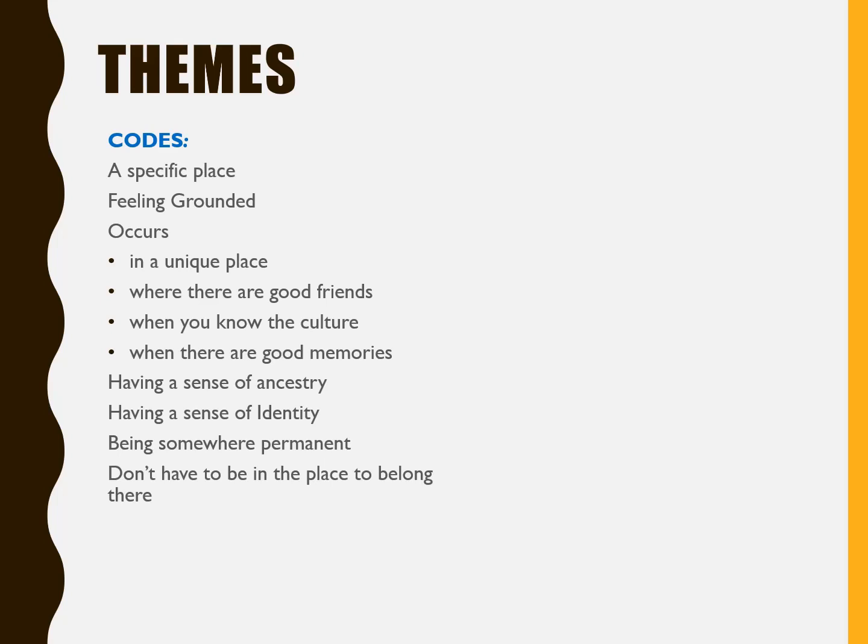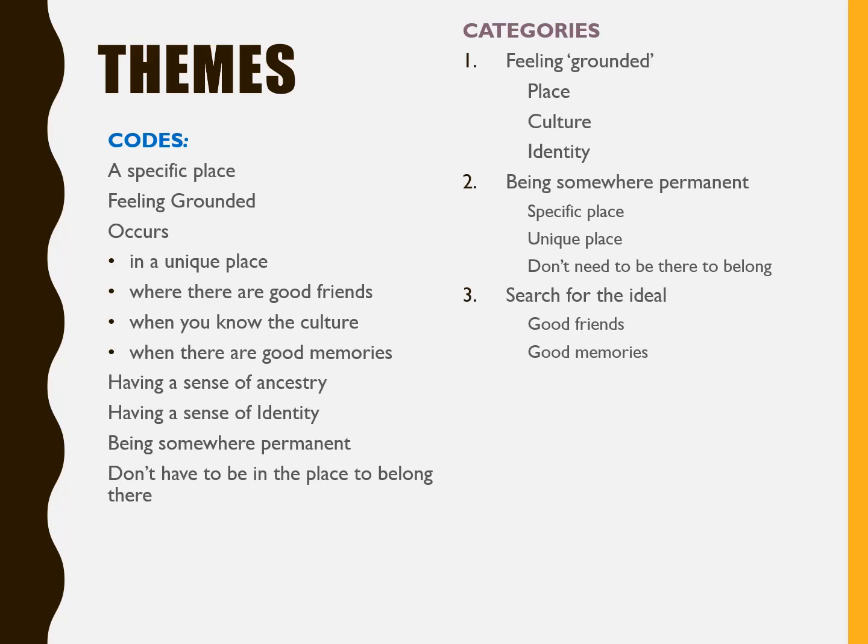And what Johnny Saldana has done is transform that, or reduce that, I guess, into 3 categories. So he's got a category first of feeling grounded, and within that he's got the ideas of place, culture and identity. Then his second category is being somewhere permanent, so a specific place, a unique place, or even that idea that you don't need to be there to belong. And the third category is searching for the ideal, so the idea of really good friends and really good memories.